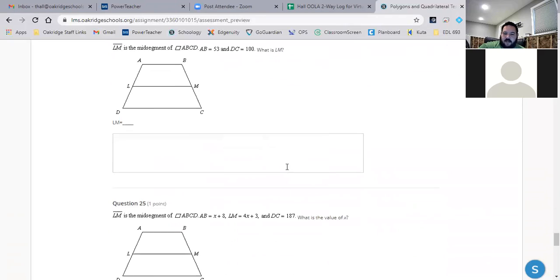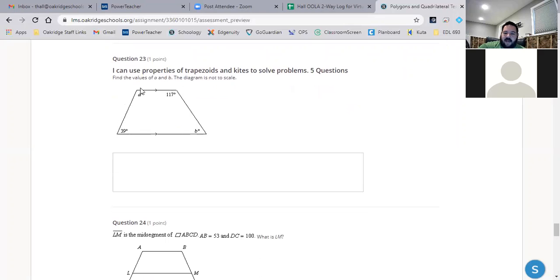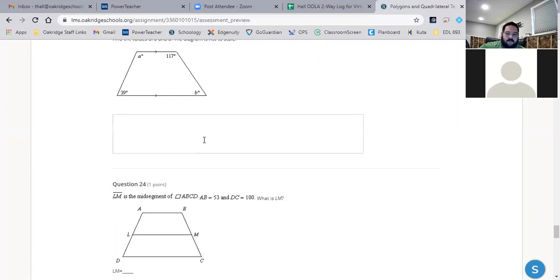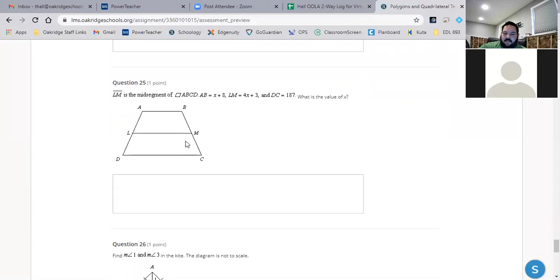And then finally, we talked about trapezoids and kites. And we looked at these two angles are supplementary, or they're going to add up to 180. These two angles are congruent, and these two base angles are congruent as well. The midsegment is 1/2 of the sum of the bases. So AB plus DC is equal to 1/2 of LM. We have that in our formulas.